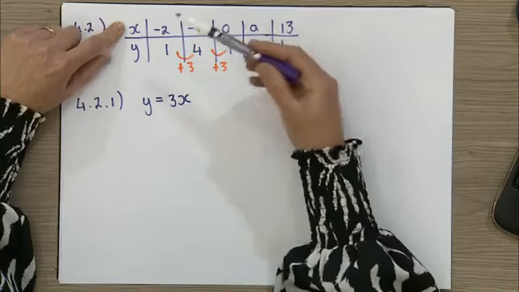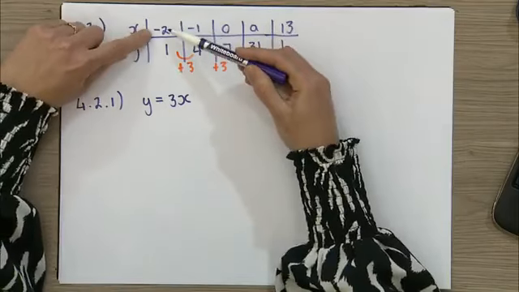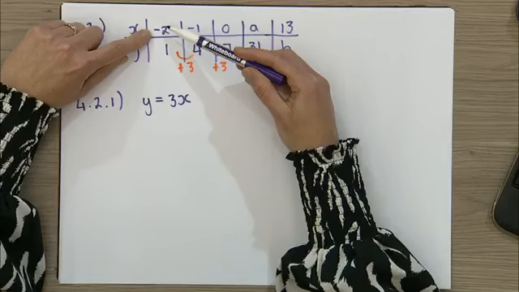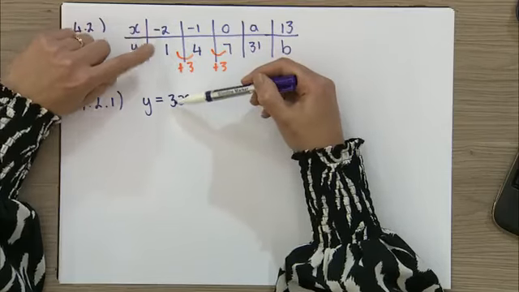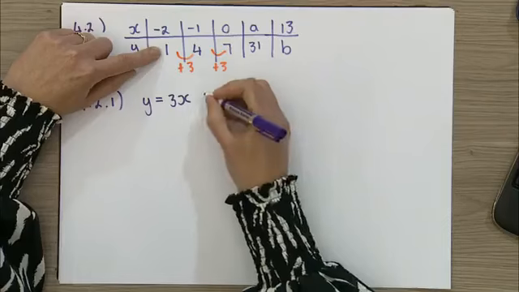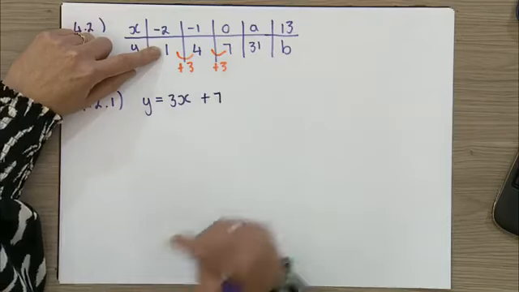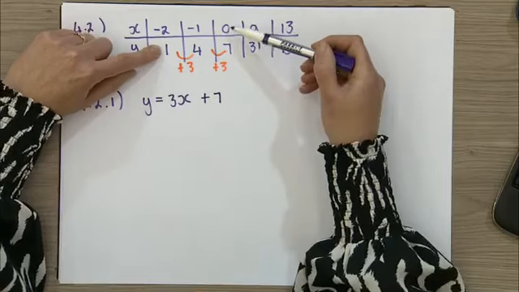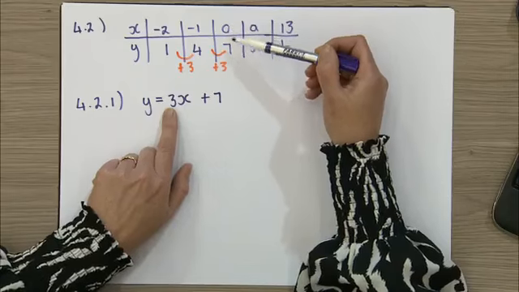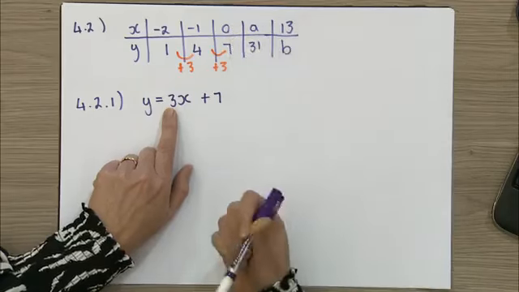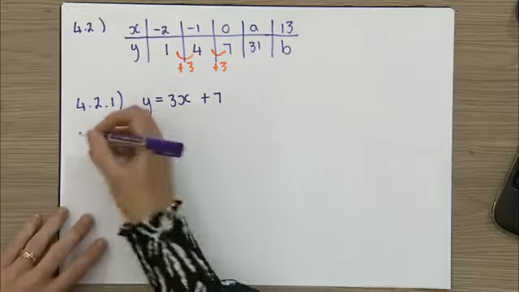And now I can go look at this one. What is -2 times 3? It is -6. How do I get to 1? I must add 7. The other easy one to look at is 0. What is 3 times 0? 0. And if I add, how do I get to 7? I add 7.